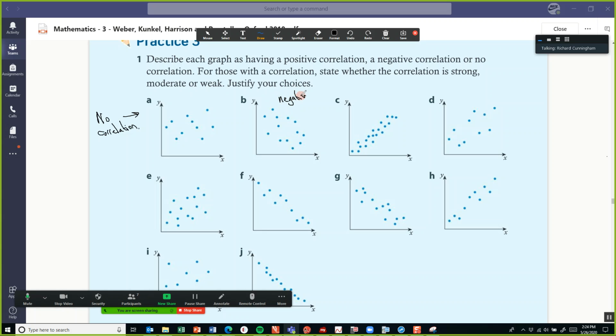And we have to then say, is it strong, moderate, or weak? Yeah, I would probably say it is weak. Good. What about this one, Enrique? What about C? Is there a correlation first off? Is it positive or negative? Yep. Is it strong, moderate, or weak?